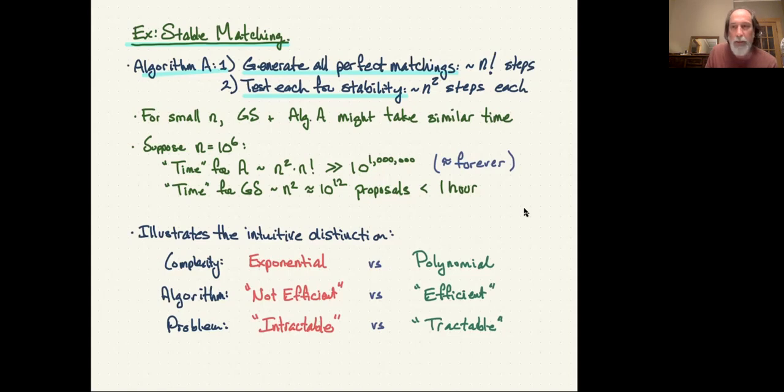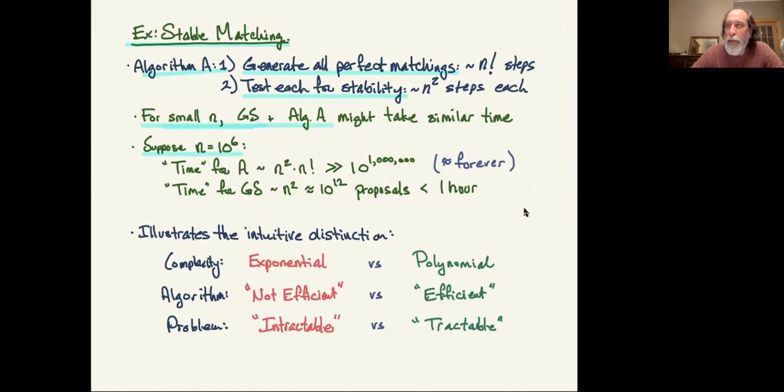So now this is a pretty different algorithm, but it's a pretty simple problem. So then they're both fairly simple algorithms. So it could be that for small n, when the number of hospitals is very small, the Gale-Shapley algorithm and this algorithm might take a similar amount of time, or you know, they're simple algorithms. So it might be just that they're so fast you don't even care about the difference in time, right? But suppose that n is large, let's say 10 to the 6.